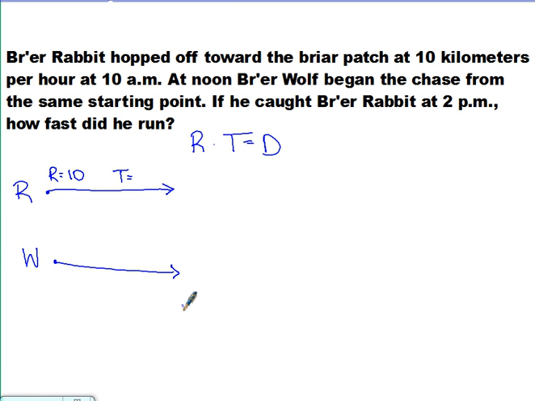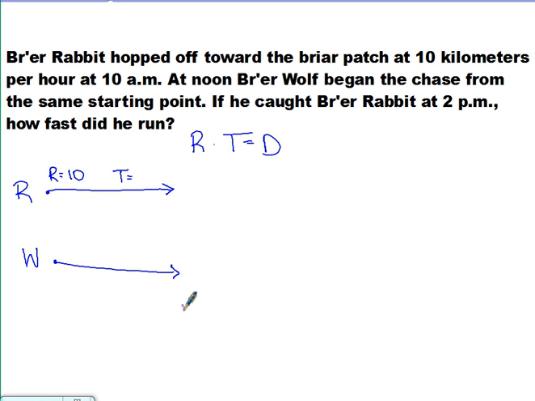All right, and then we have Brer Wolf. Now, he caught Brer Rabbit. So they ended up traveling the same distance. They started at the same point. They ended at the same point. But their rates and their times are going to be different.